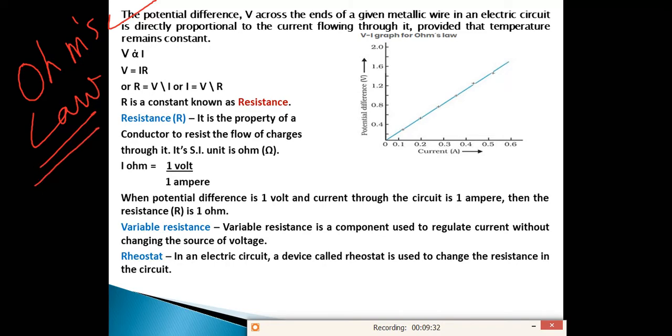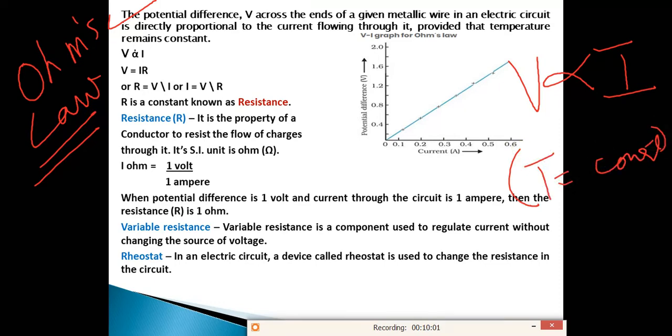Many times this question was asked: state Ohm's law, define Ohm's law. So what you write: the potential difference across the ends of a given metallic wire in an electric circuit is directly proportional to the current flowing through it, provided that temperature remains constant. Means suppose one circuit is there. Over there, the potential difference across the wire V is proportional to the current which is flowing through the circuit. And what is the condition? That temperature should be constant over there.